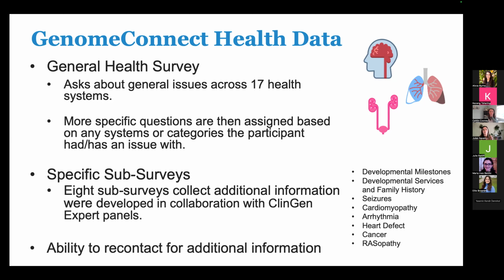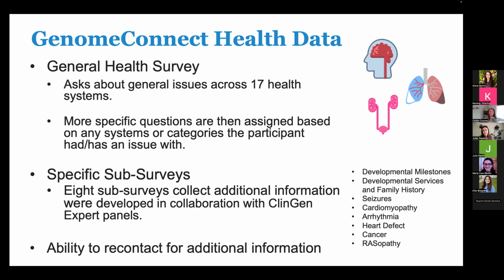So perhaps someone told us that their child had a heart defect on that initial survey. We then have a heart defect sub-survey to collect more information about the type of heart defect, the treatment that they might have had, if they had other congenital anomalies, birth defects, birth differences. And then, of course, we can recontact participants over time to collect more information if we develop new surveys.